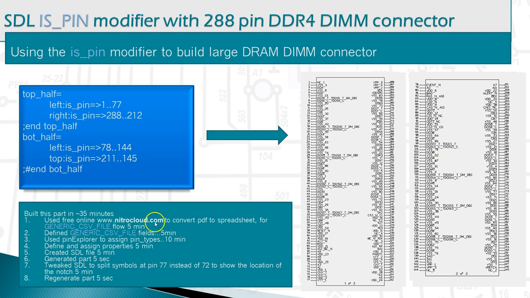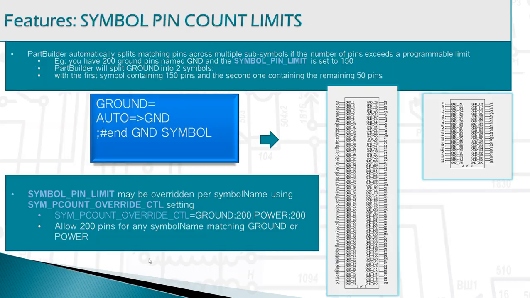We used the free online Nitro Cloud to convert a PDF to a spreadsheet from the Micron datasheet. We used the generic CSV flow of PartBuilder. We defined the generic CSV file fields in about 5 minutes. We used Pin Explorer to assign the pin types in about 10 minutes. We define and assign the properties for the part in about 5 minutes. We created the SDL in about 5 minutes, and we generated the part in about 5 seconds. Then we tweaked the SDL to split the symbols at 77 instead of 72, and then we regenerated the part in another 5 seconds.